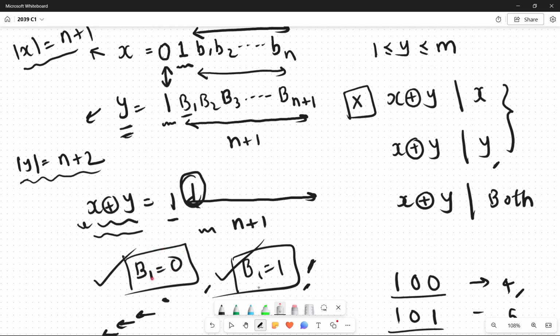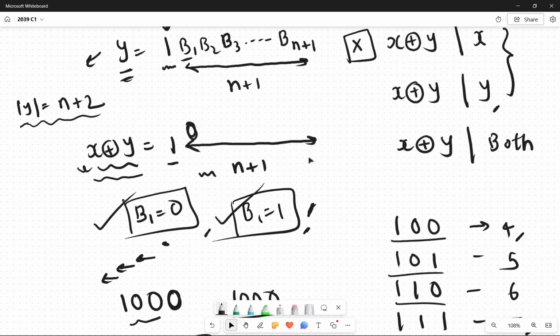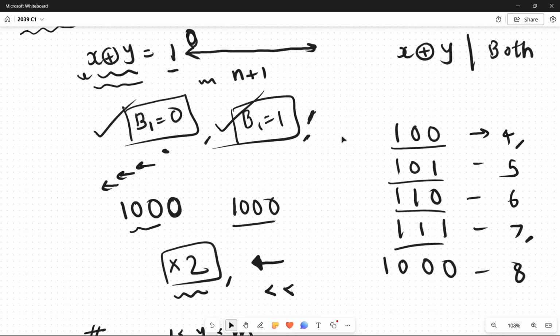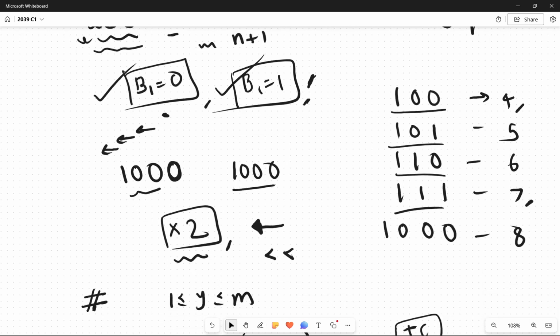So what about b1 equal to 1? Here it gets somewhat tricky. If b1 is equal to 1, our second bit will be 0, and this still won't be dividing y. Why, you will be asking? Because see, here I have drawn the example. Consider this thing.